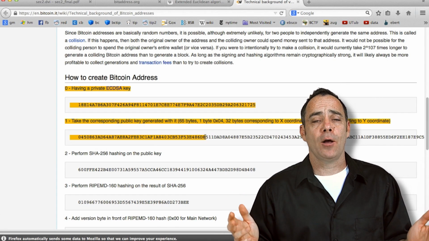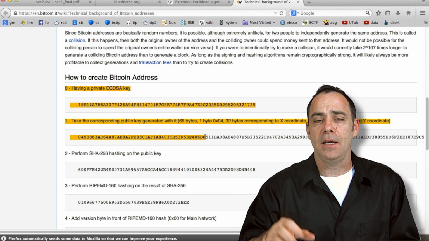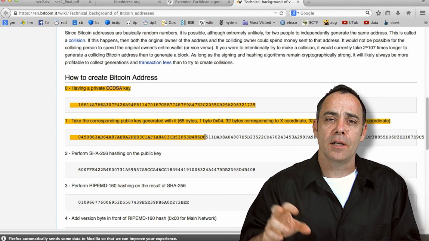Okay, so I hope that helps. I hope now you're starting to get comfortable with elliptic curves, public keys, and how the inner guts of Bitcoin works.